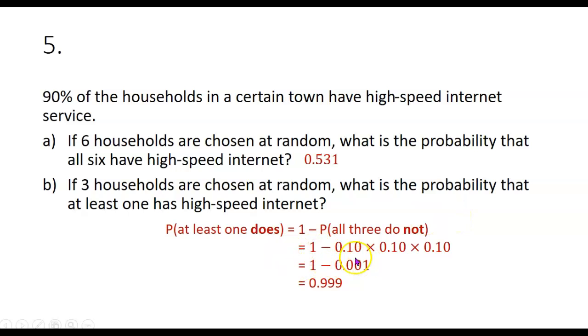So that would be 1 minus the probability that the first one does not, times the probability that the second one does not, times the probability that the third one does not. Remember, if there's a 90% chance that they do, there's a 10% chance, 1 minus 0.90 is 0.10, a 10% chance that they do not. So the probability that all three do not is 0.1 times 0.1 times 0.1, or 0.001, and then 1 minus that is 0.999. So whichever way you get it, the answer to part B is 0.999.